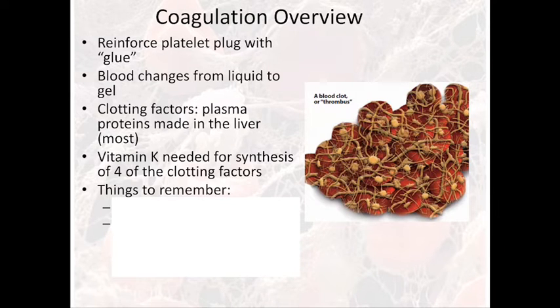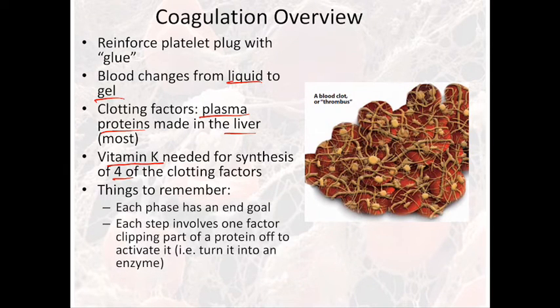Okay, the blood changes from liquid to more of a jelly-like substance. The clotting factors that we're going to talk about are all plasma proteins that are made in the liver, for the most part. Vitamin K is needed for the synthesis of at least 4 of these clotting factors. And a couple things to remember: each phase that we talk about has an end goal. So you're going to want to note what the end goal of each phase is.